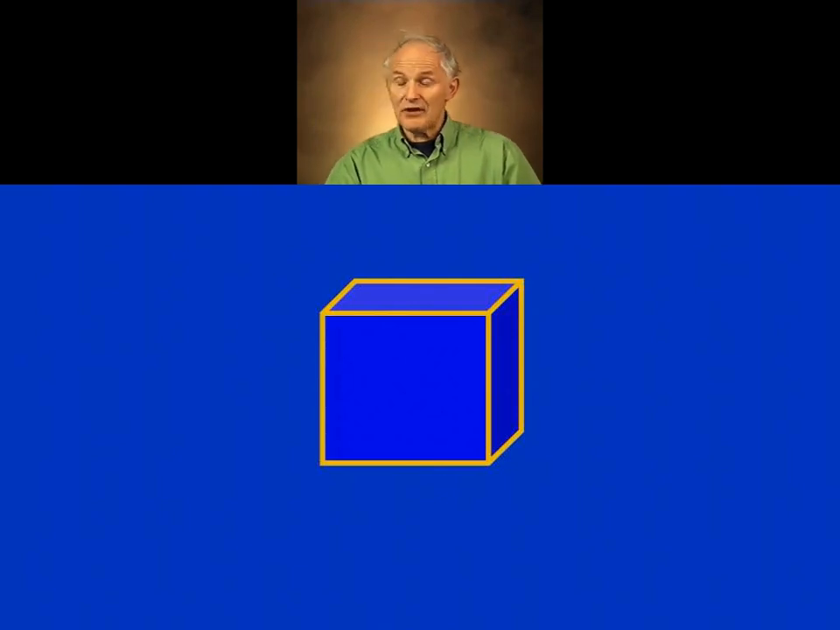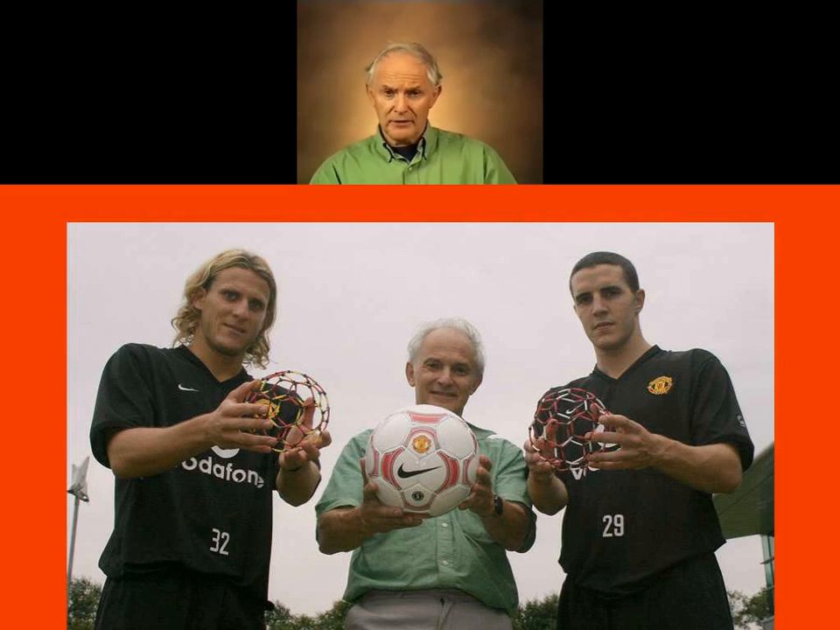Algebra, it's very simple really, and I'm going to show you just how simple it is. In fact, it's about as easy as ABC. These are Manchester United footballers who helped me show kids 2 or 3 years ago in England how to do algebra. On the left is Diego Forlán, and on the right is John O'Shea.